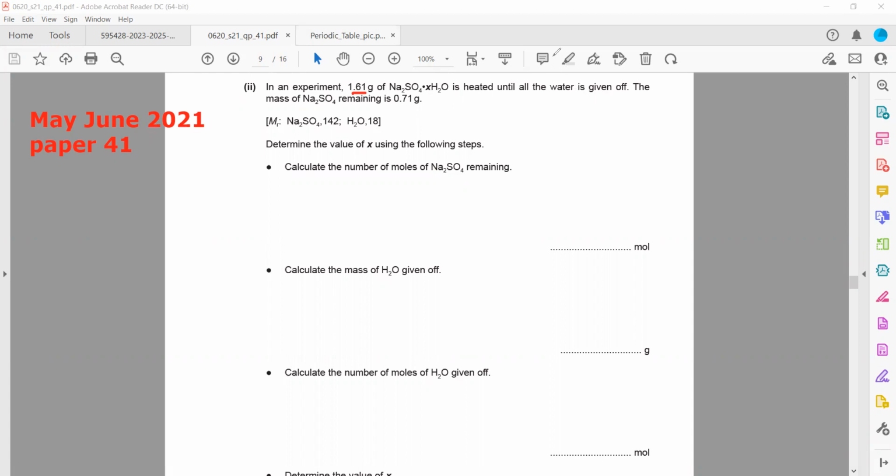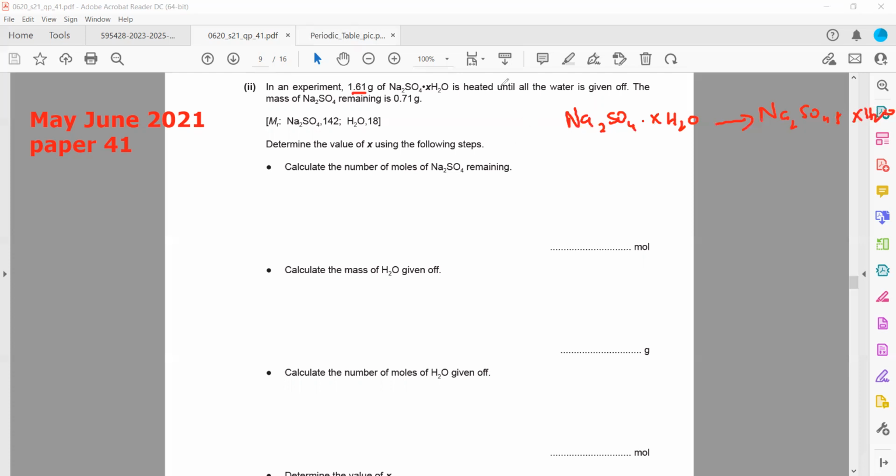How will we know that all of the water of crystallization has been released? We will heat until constant mass, like we'll heat it until the mass of the remaining solid does not change. So in the beginning, we have hydrated sodium sulfate, Na2SO4·XH2O. When we supply heat energy, it will undergo thermal decomposition and decompose into sodium sulfate plus X water molecules.